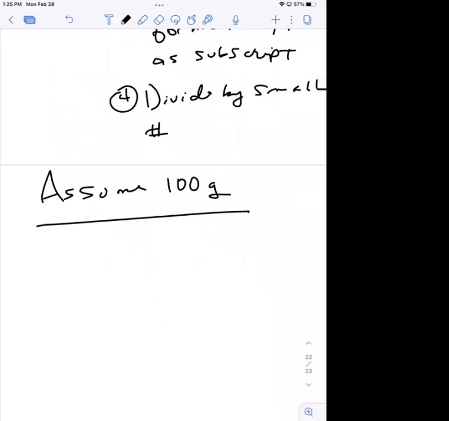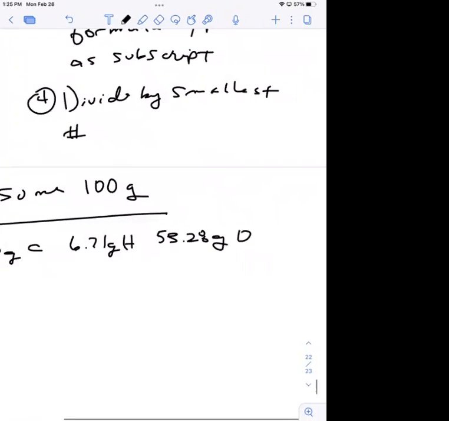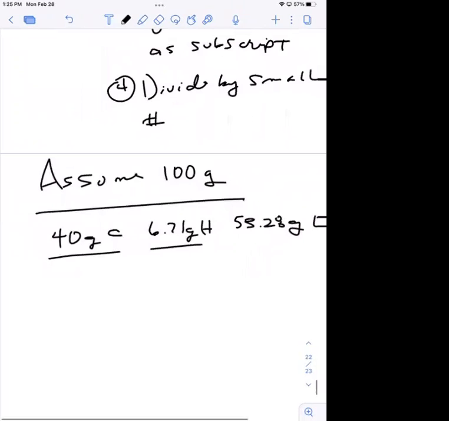I'm going to assume 100 grams. So that's 40 grams of carbon, 6.71 grams of hydrogen, and 53.28 grams of oxygen. Each one of these we're going to divide by the atomic mass of the element, but we're going to put it in grams per mole instead of AMU.